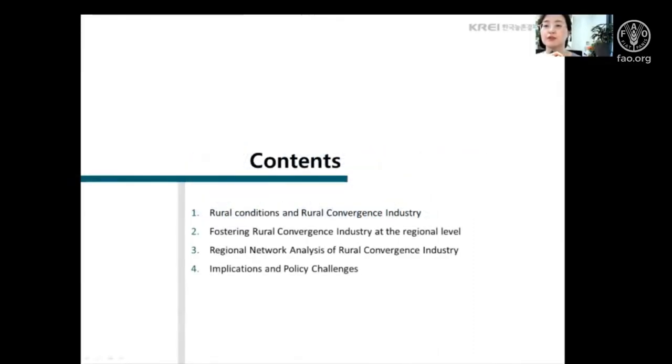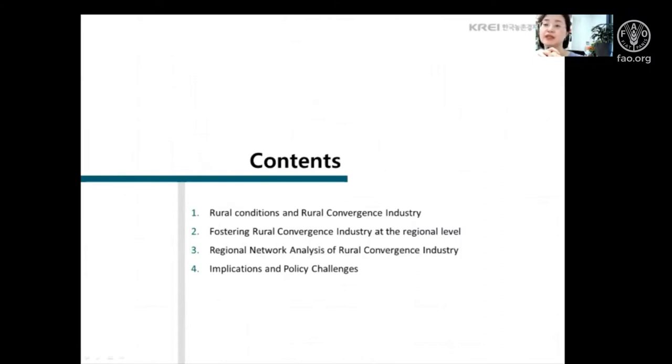Unlike most developing countries, Korea does not have a large rural population. First of all, I think it will be helpful for you to understand the rural convergence industry in Korea by briefly explaining the rural conditions in Korea.